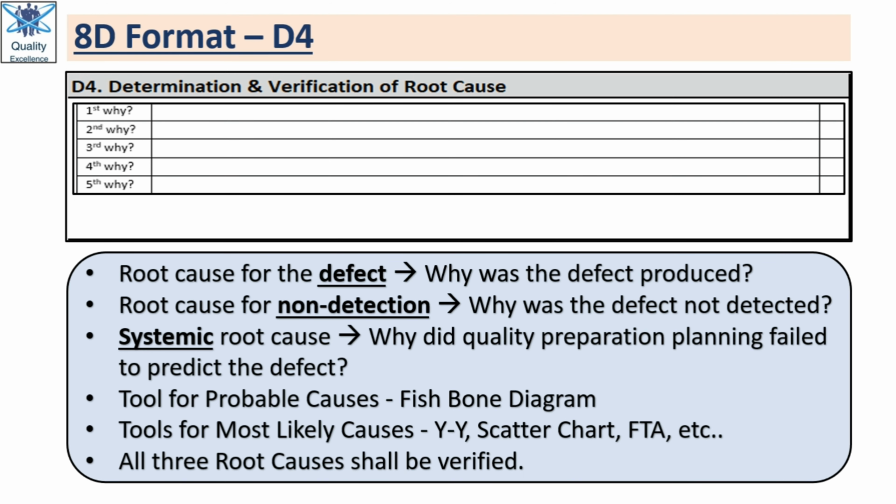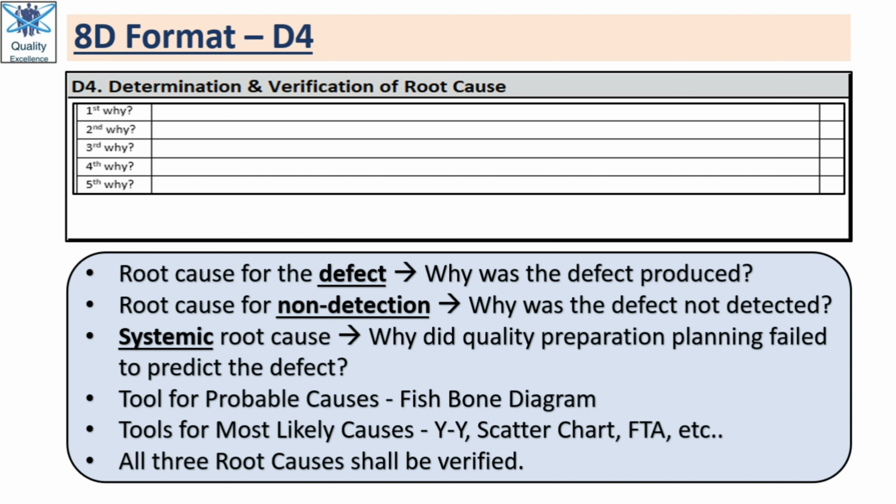Then D4, that is determination and verification of root cause. So here you have to find the root cause for three different things. One is for defect. What is the root cause for the defect? Why was the defect produced or generated? Root cause for non-detection means why was the defect not detected? Once it is generated, the second stage is detection. It should be detected. So why was the defect not detected?